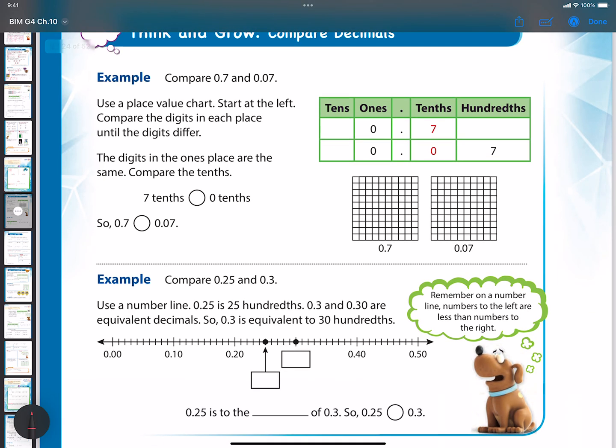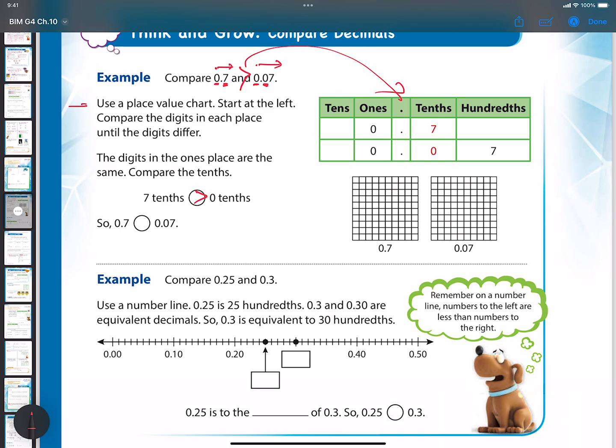Example, compare 0.7 and 0.07. This is super simple, right? We didn't have to go over everything, but what we are going to do is compare from left to right. That's all we need to do. So here, this is 0, same 0, and 7 versus 0. So 0.7 is much greater. And how? We use the place value chart. We didn't even use the chart, but that's what it meant, right? So 7 is in the tenths place and 0 is in the tenths place. So 7 is greater. That's what they meant.